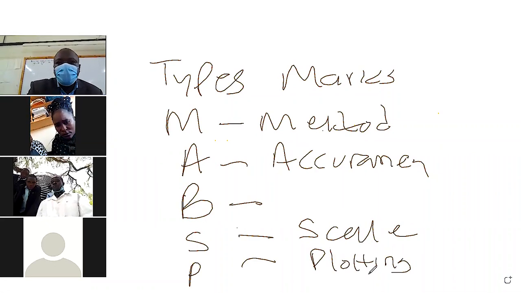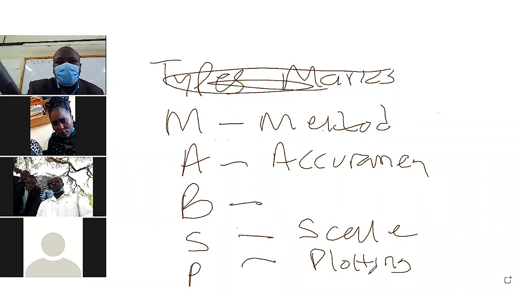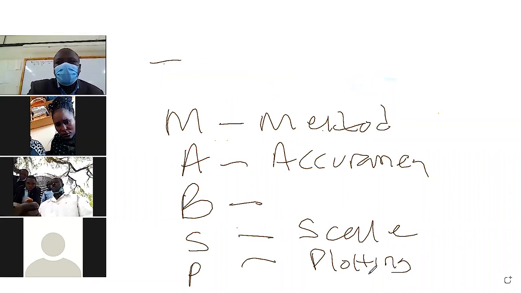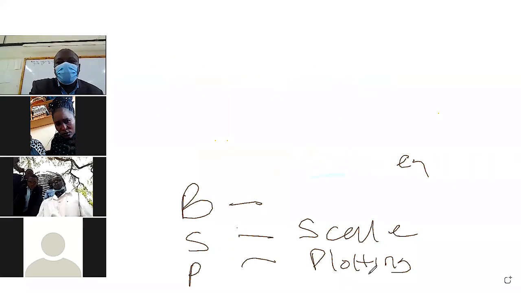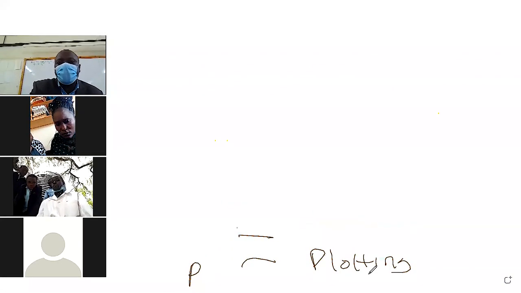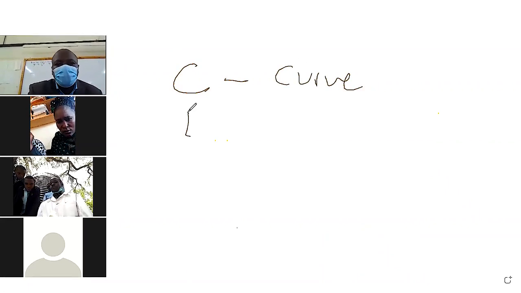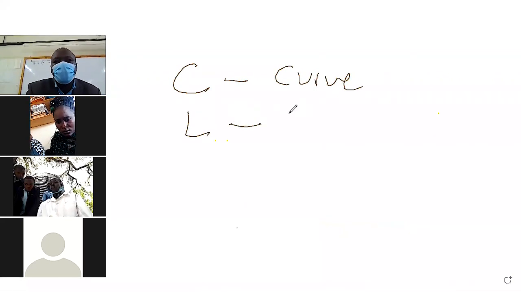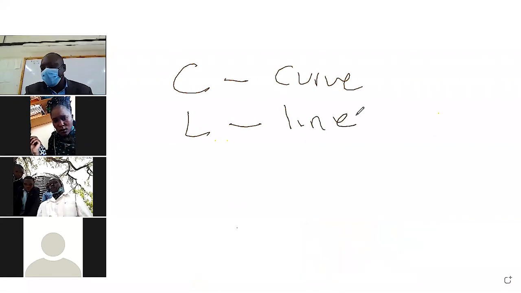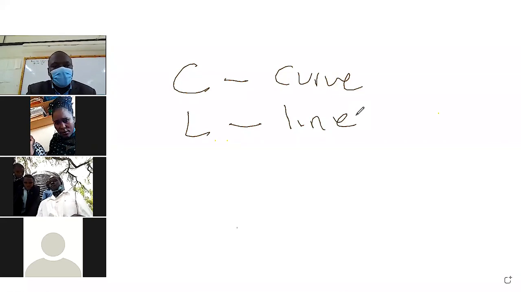Then we've got C. After you plot, you need to draw a graph, the curve. So after P, we've got C, which is for the curve. And then you might also be drawing a line. So we've got L, which is for the line. So those are the types of marks which the examination council gives out.